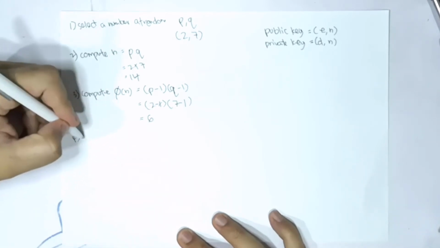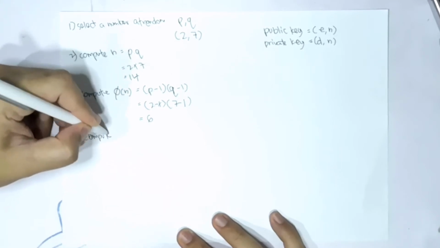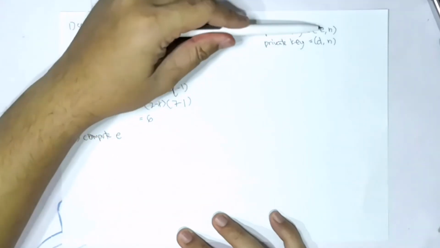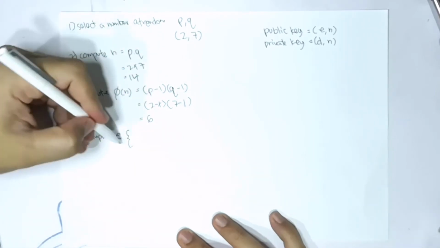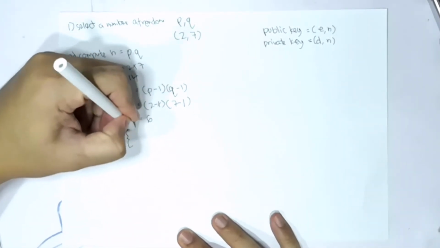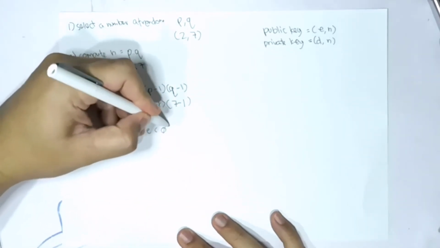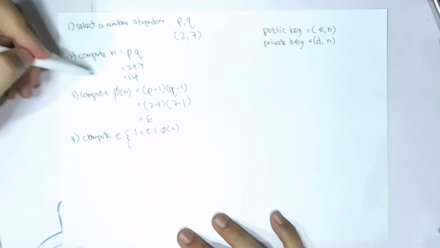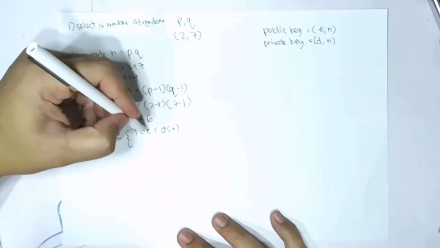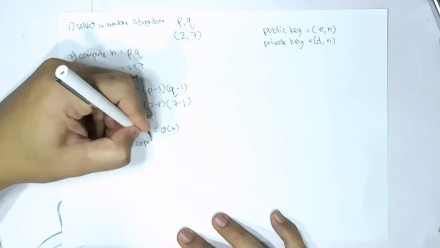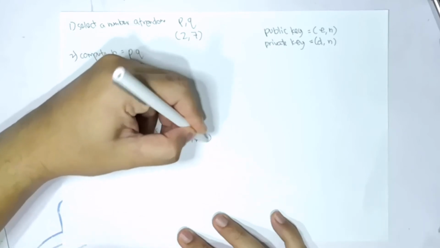So the fourth step, you need to compute or choose E, which is the public key first integer. There are rules to choose E. First is the E value should be between 1 and phi N, which is 6 here, between 1 to 6. And it should be co-prime with N and phi N.